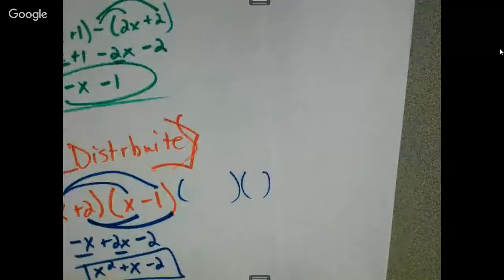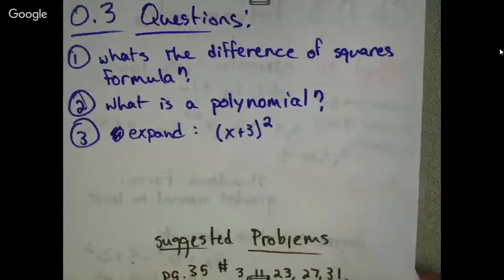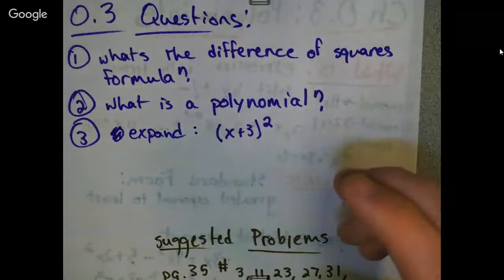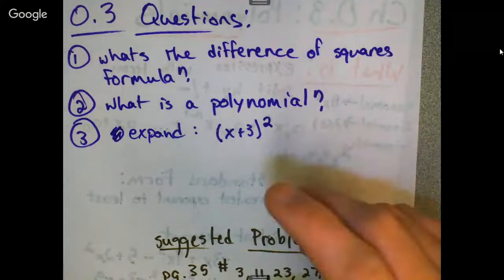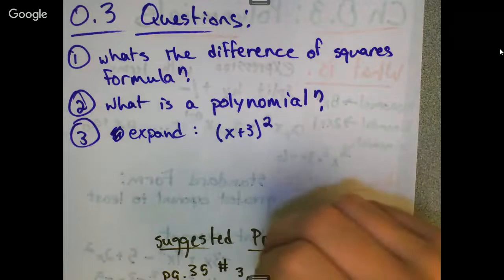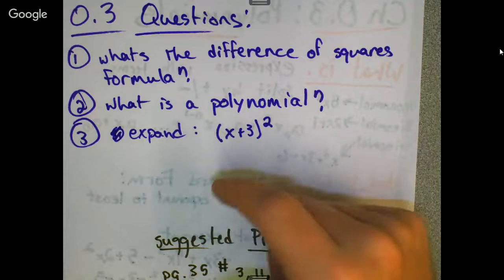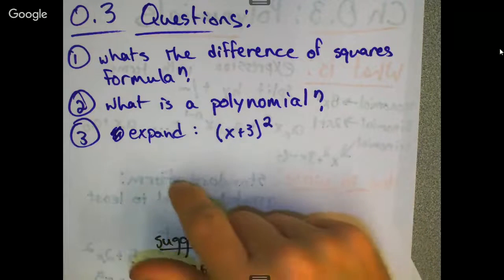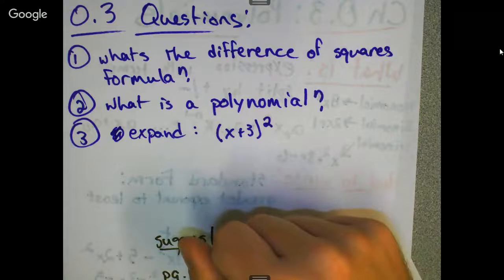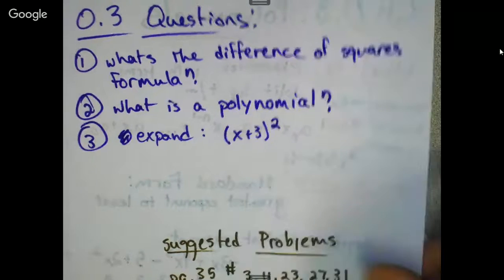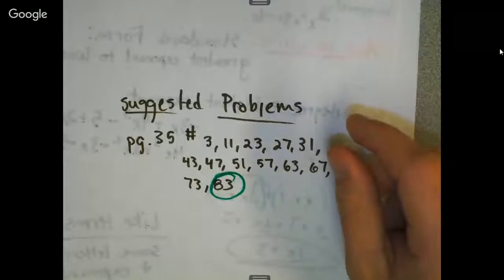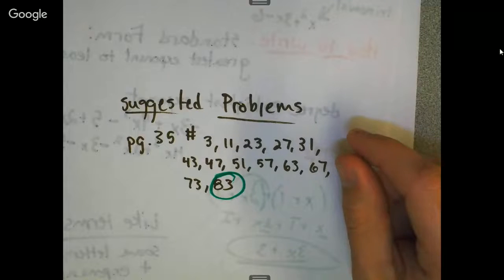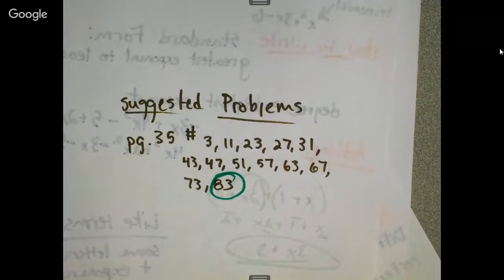Okay, so that is kind of the start of 0.3. I have your questions here. So the first question is, what's the difference of squares formula? That's probably the most important one there. What is a polynomial? And then expand that problem right there. Here are your suggested problems. Please write those down so that you have them in class if we have time to work on them.